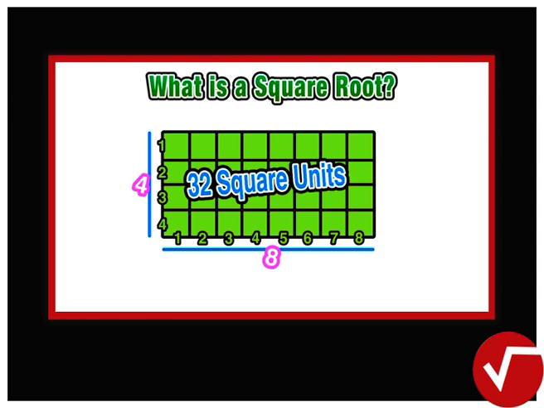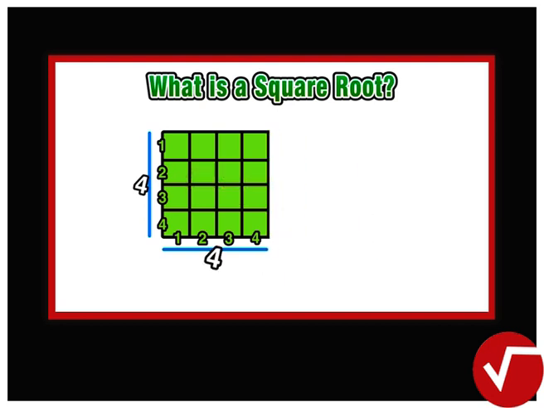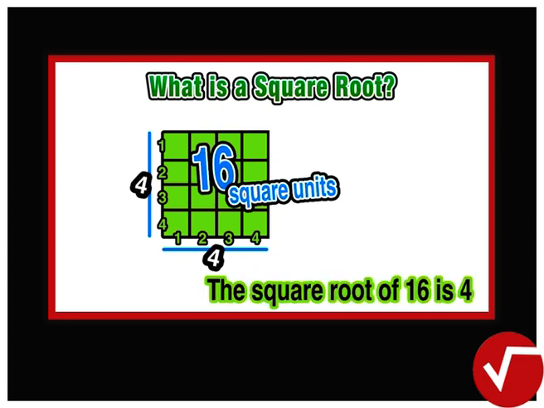So now let's look at what would happen if we cut this rectangle in half. Now instead of it being a 4 by 8 rectangle, it's a 4 by 4, which makes it a square since all of the sides have the same length. The area of this square, 4 times 4, we know is equal to 16 square units. And this relationship allows us to say that 16 is a perfect square, and also that the square root of 16 is 4, since 4 squared equals 16. And we can think of this relationship every time we think about perfect squares.